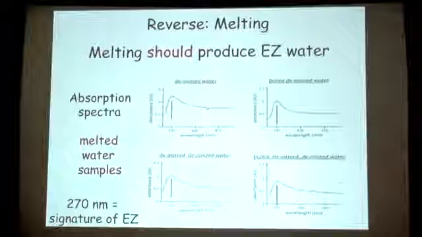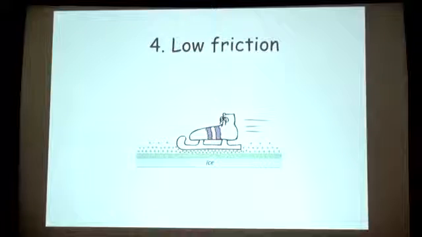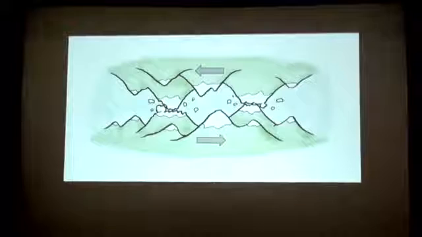Okay, so now, getting there, almost there, low friction. Why is there friction to start with? Well, friction is caused by asperities, like mountaintops, and if you shift one by the other, you get friction.